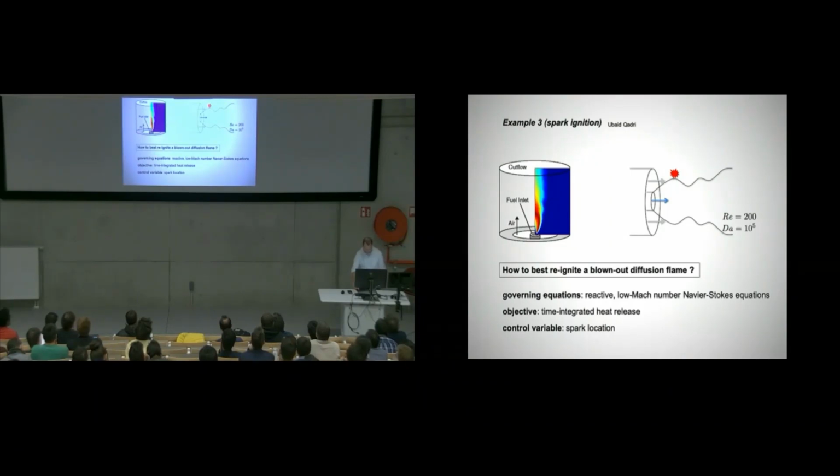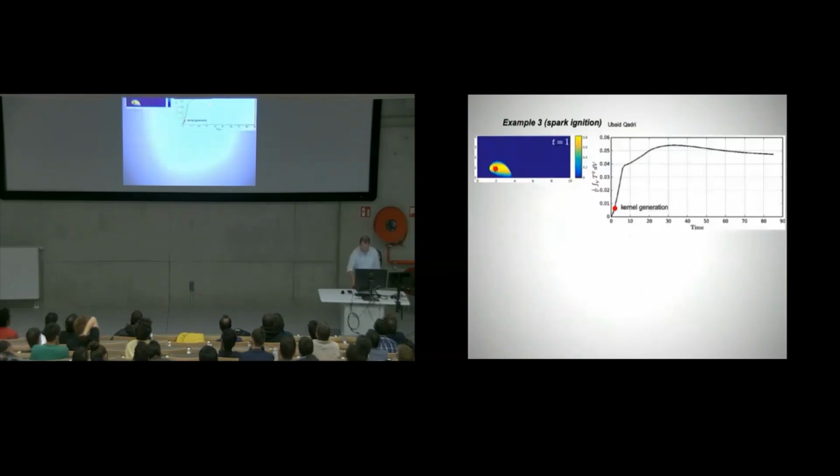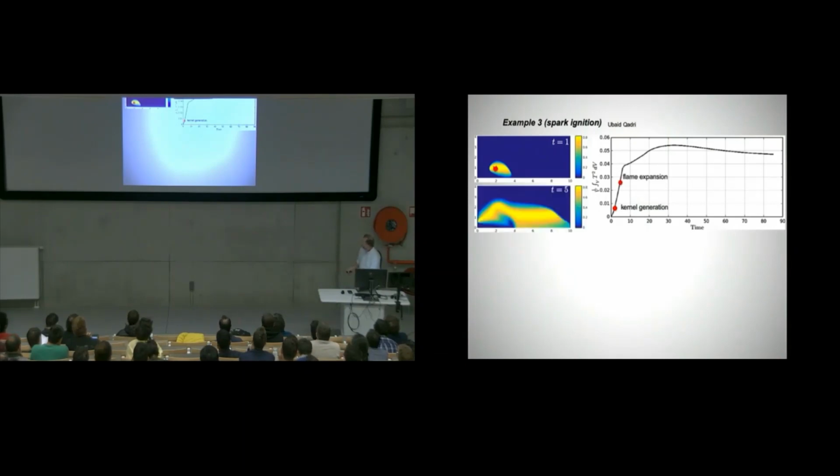get away. All right, and we also use the optimization-based framework. Okay, so here's just a simulation. That's what happens. We can have a little spark here. Okay, and the first thing is the kernel generation. So it's a little hotspot, if you want. Okay, then the whole flame expands. Okay, it reattaches back to the nozzle.